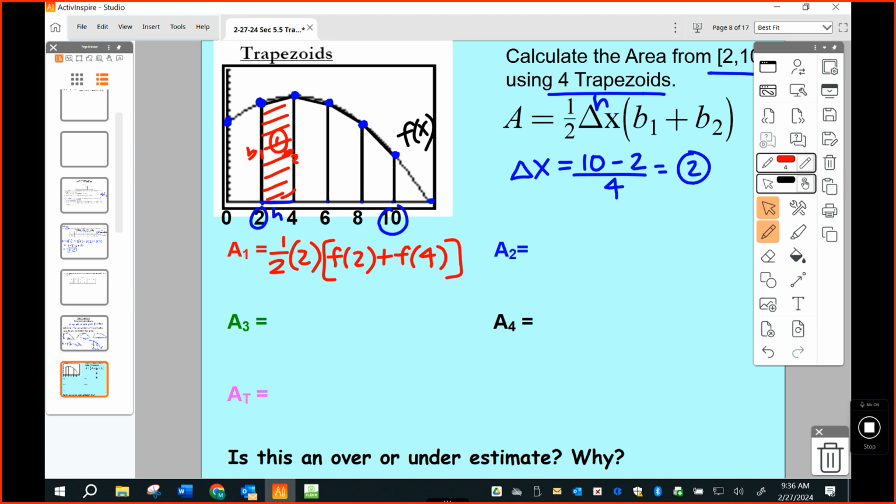All right, trapezoid 2, I'm going to color in blue. Okay, that rhymed. So the area of trapezoid 2 would be 1/2. The height is still 2. What is base 1 for trapezoid 2? F of 4?